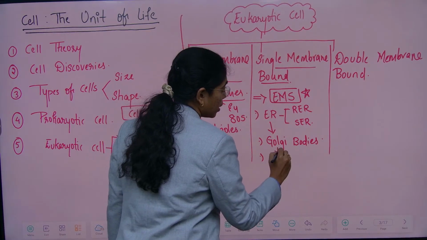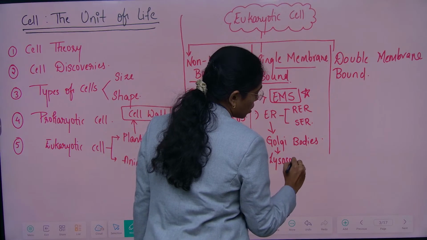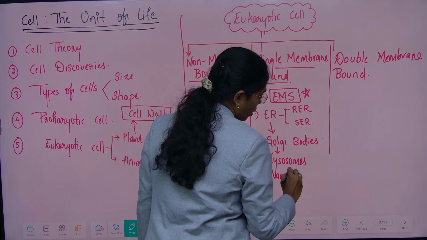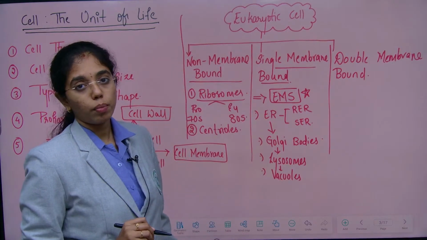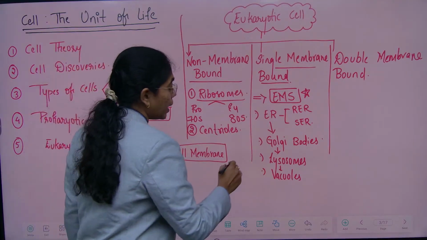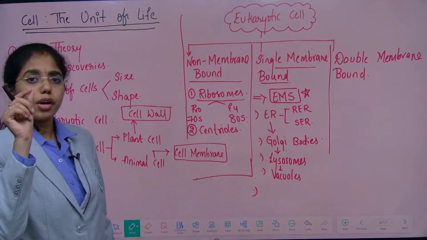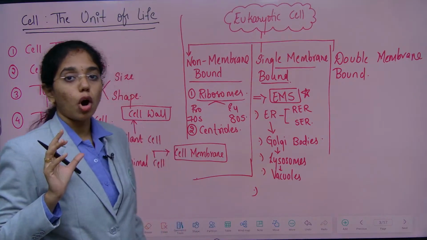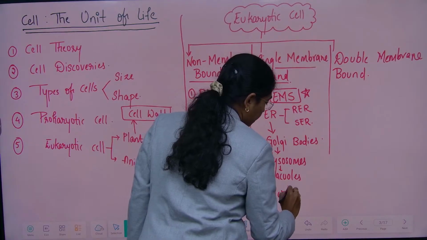Then lysosomes and vacuoles. These are the organelles which are included under the endomembrane system because their functions are coordinated. And then microbodies also come under single membrane bound organelles, which are very small minute vesicles which are present in the cytoplasm of the eukaryotic cell.